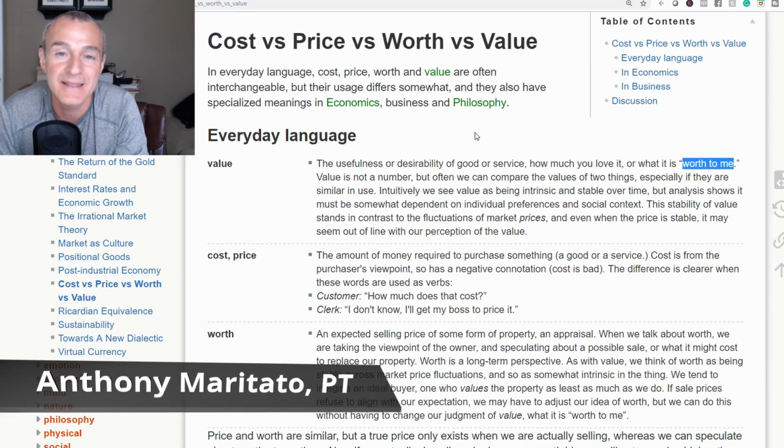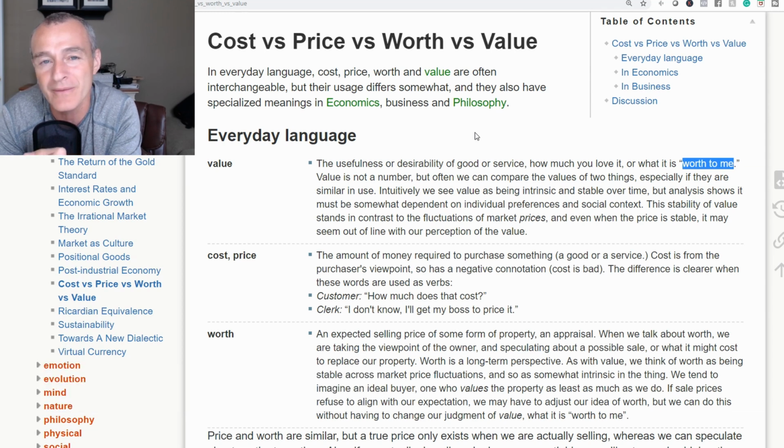Tony Maritato here. So in this Medicare Minute, this is a little bit of a different one. This is more of a mindset episode, and I want to talk about a couple terms that we use often interchangeably, but I think it's important to bring distinction between these. We're going to talk about cost versus price versus worth versus value. And at the end of this video, I want to talk to you about why I think Medicare has a place in pretty much any portfolio.